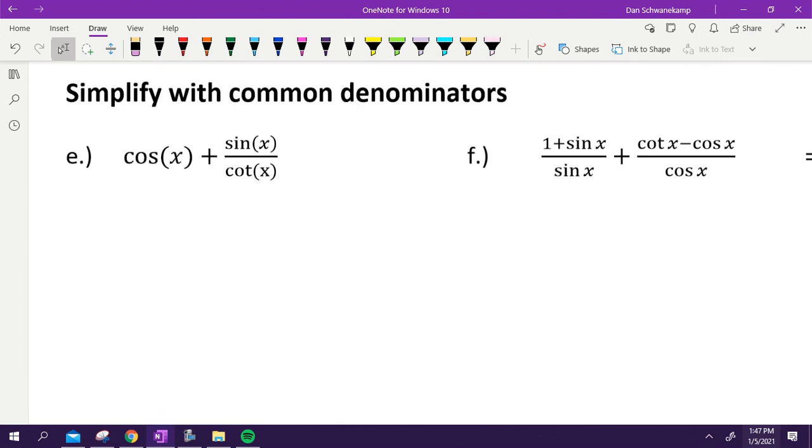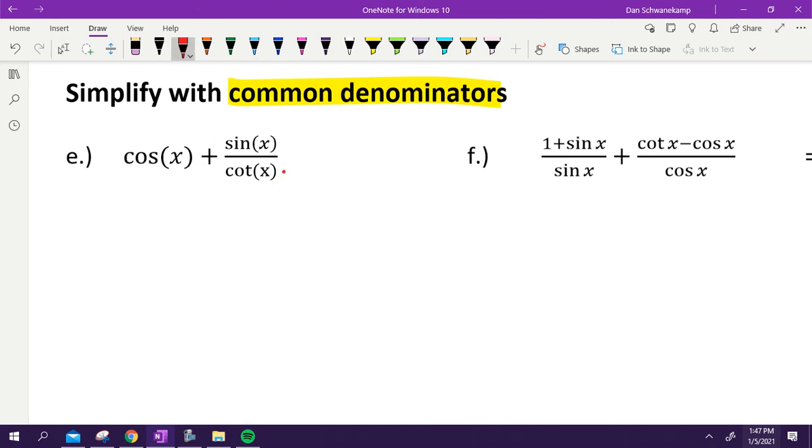Now we're simplifying with common denominators. I am adding 2 things. This is a fraction I'm trying to add. What do you need in order to add fractions? I don't have that right now. Okay, these are not common denominators. Let's make common denominators.